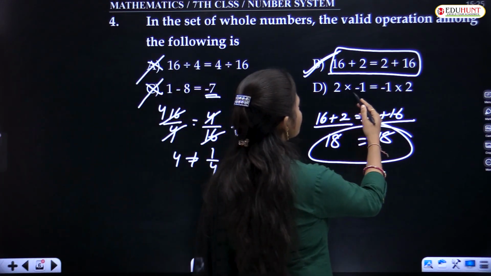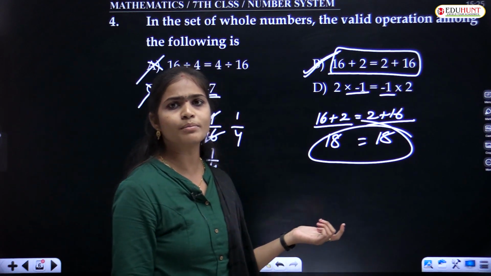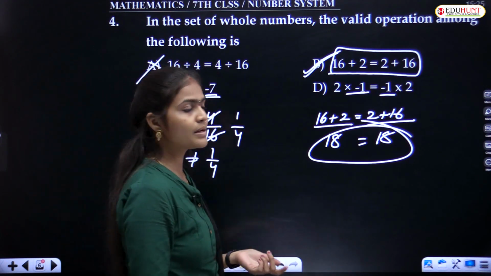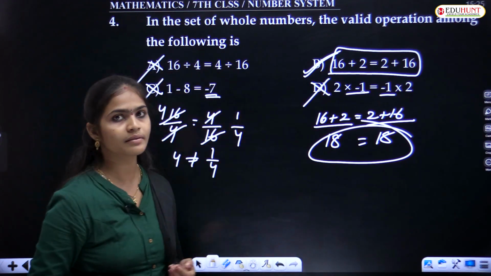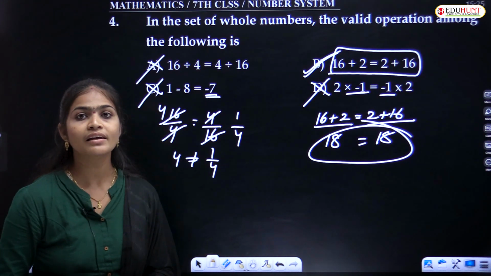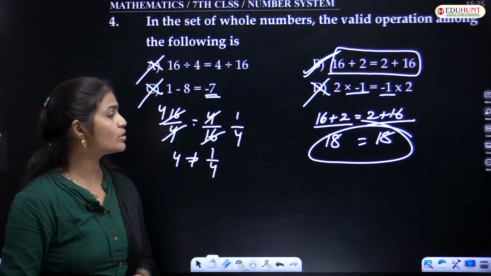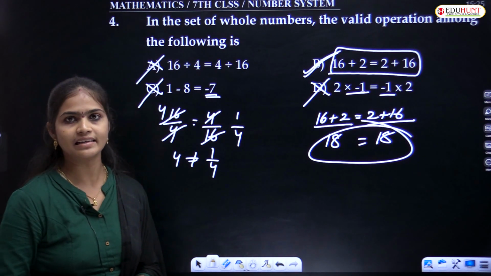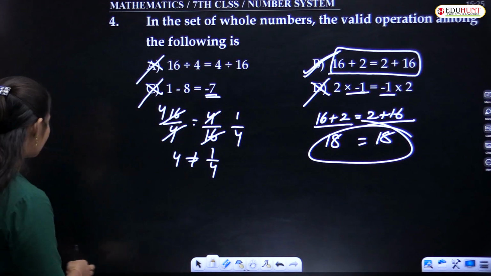And in the same way here also this is a negative number. Negative numbers are not there in whole numbers, no. That's why this is also a wrong answer. Okay, so which one is valid here? That is option B, which is 16 plus 2 is equal to 2 plus 16. Okay, so let us see the next question.